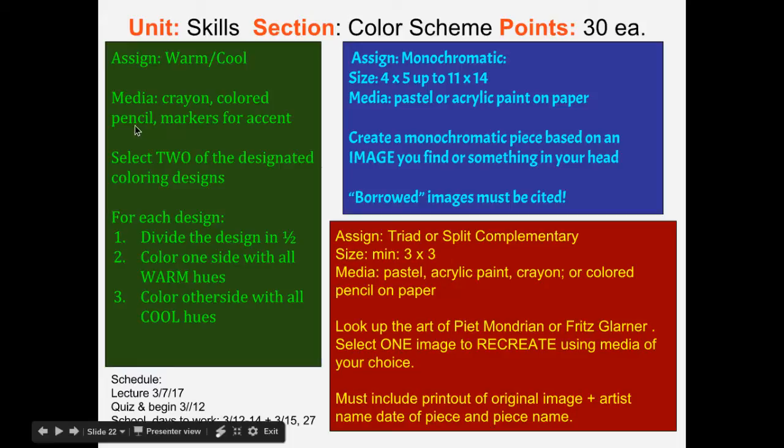The final is the warm cool. You're going to use crayons or colored pencils. You may use marker, but only as an accent, not as a full coloring. You're going to select two of the designated designs that I have here in class. And then you're going to divide that design in half and color one side with a warm color scheme and the other side with a cool color scheme. In order to get all the points, you have to do two of these.